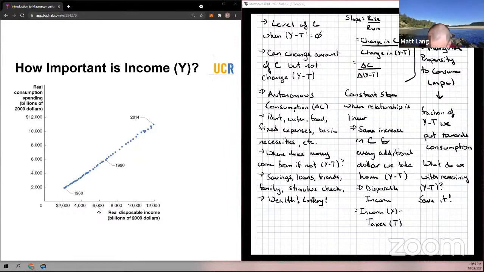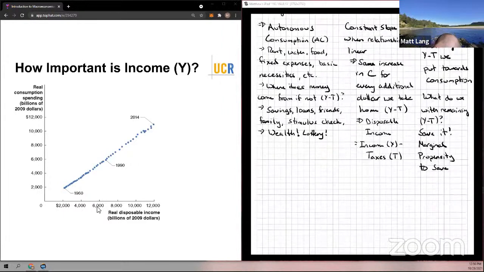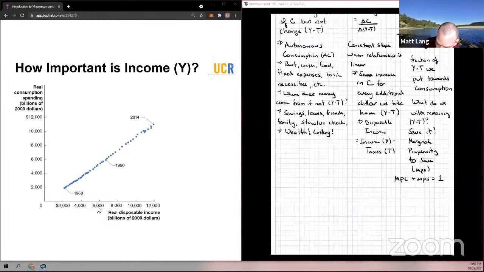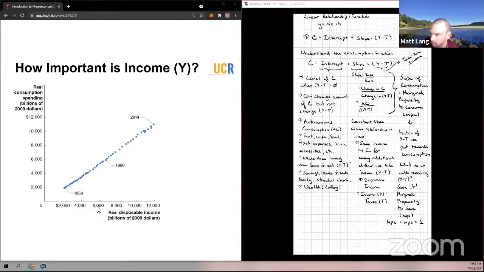We're going to save a certain fraction. That amount that we're going to save is called the marginal propensity, not to consume, but to save. Okay, so this is going to be MPS right here. So note here that if we take the marginal propensity to consume plus the marginal propensity to save, this is just going to add up to 1.